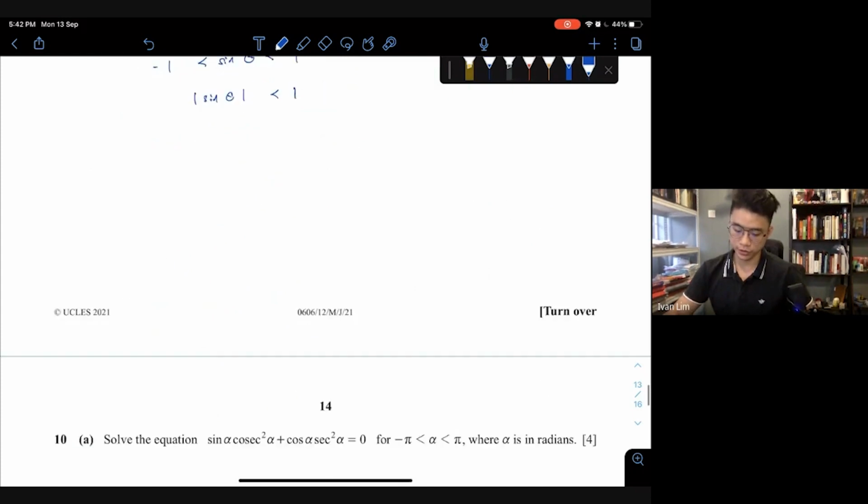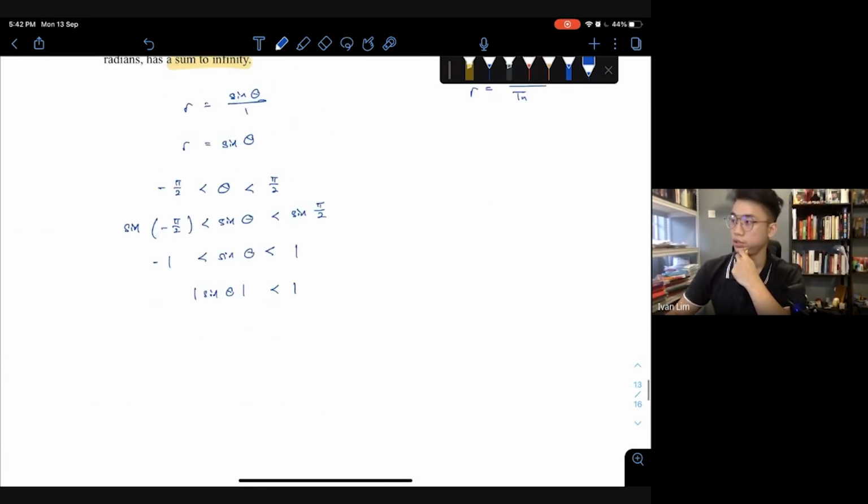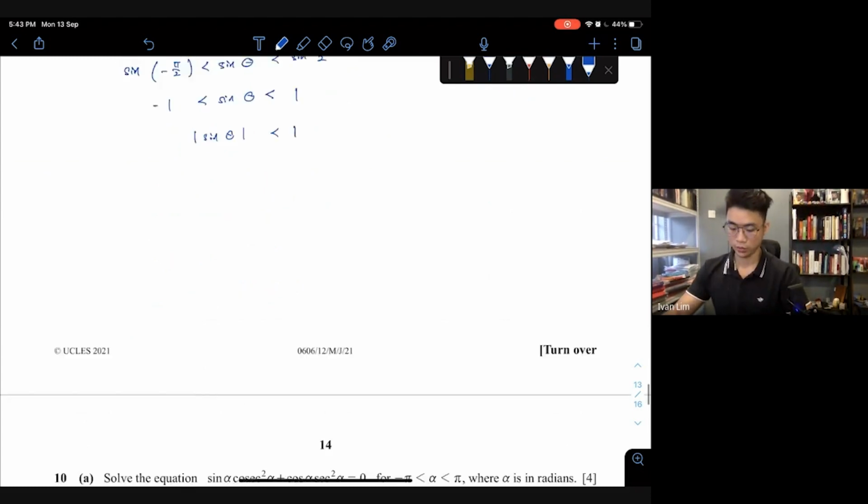Okay, let's go to 10A. Solve the equation sine alpha cosecant square alpha plus cos alpha sec square alpha equals 0 for negative pi less than alpha less than pi, where alpha is in radians. Okay, sorry, Ethan asked, if you just write sine theta less than 1, is it okay? No. You have to write the complete criteria, which is modulus R less than 1. Okay.